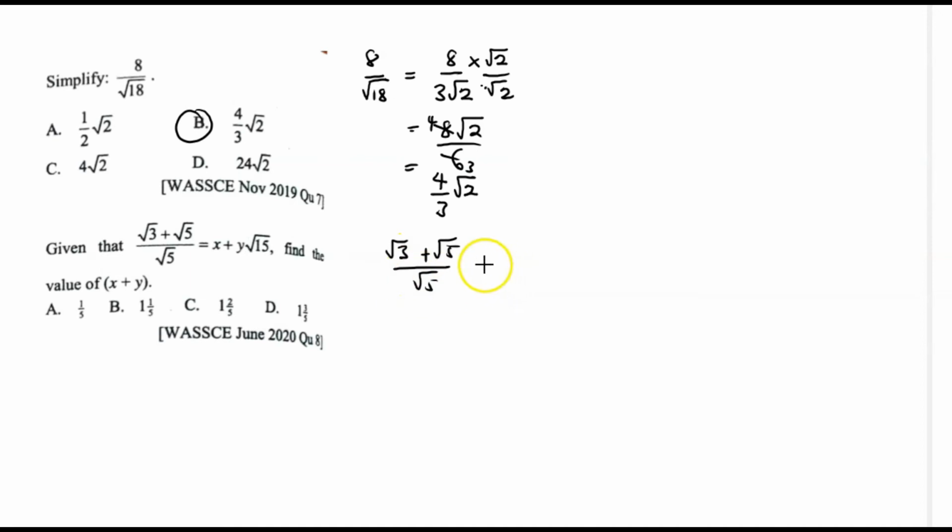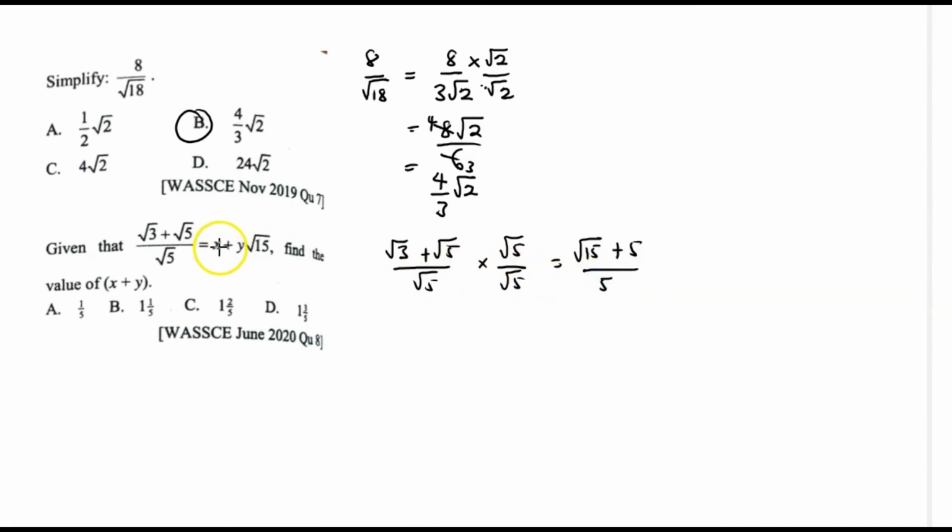rationalize. So rationalizing, checking the denominator, it's a monomial surd. Therefore, rationalizing a monomial surd, you need to multiply both the numerator and the denominator by that surd. So we are going to multiply the numerator by root of 5 and the denominator also by root of 5. When we simplify, root of 5 multiplying root 3 will give me root of 15. And then root of 5 multiplying root 5 will give us an answer of 5, divided by root 5 multiplying root 5 giving us also 5.